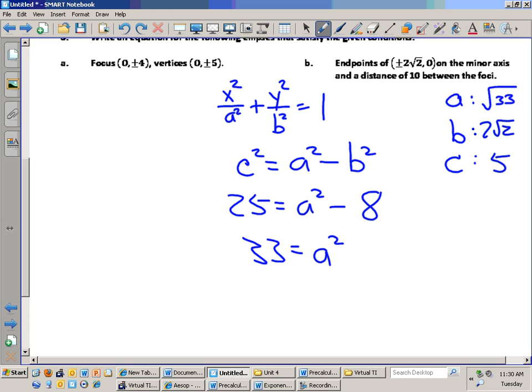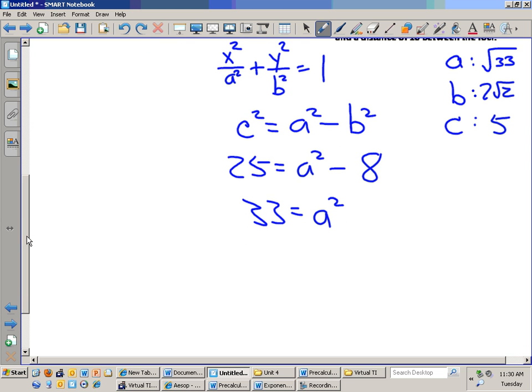You tell me, is this thing stretched vertically or horizontally? Vertically, because the endpoints of the minor axis sit on the x-axis, so therefore this thing is stretched vertically. So therefore my a squared value will again go under the y squared value. A squared is 33. B squared is 8.